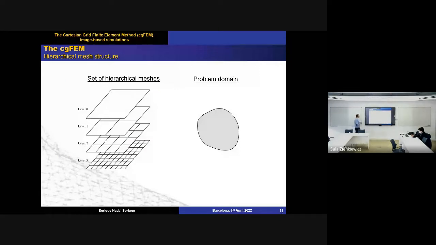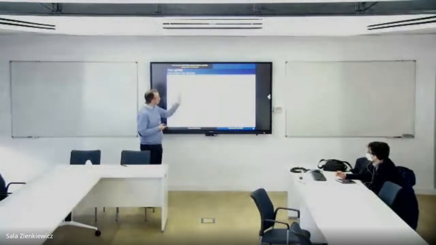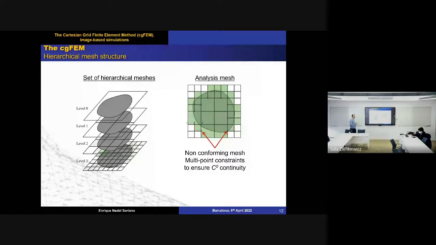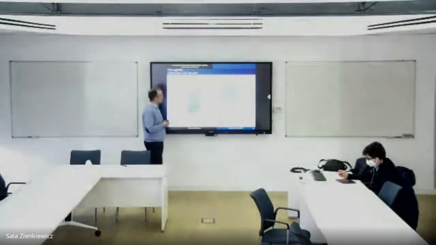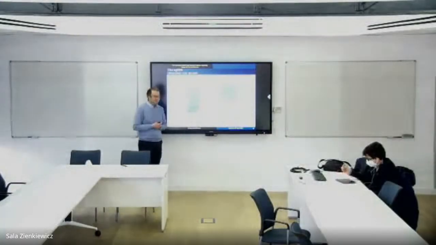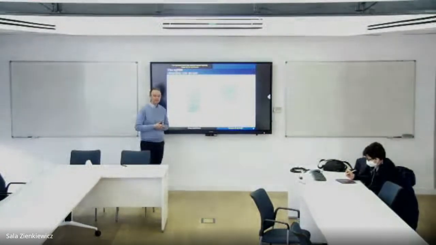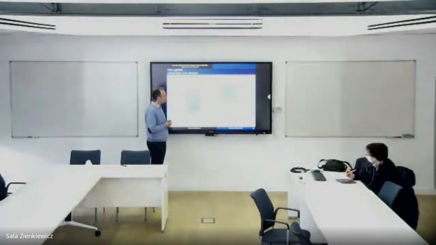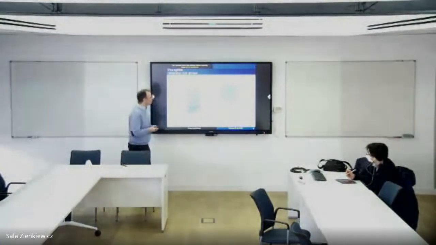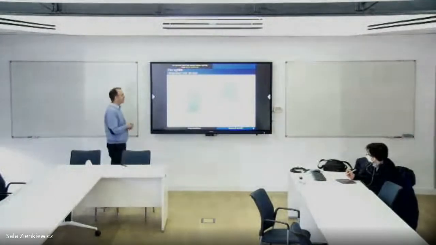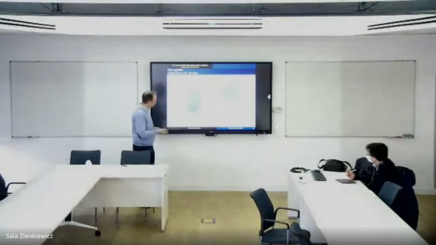There is a set of hierarchical meshes, and on the other side is the problem domain. So we put the problem domain on top of the meshes, and, taking some elements here in green from the set of hierarchical meshes, we build the analysis mesh. This mesh is not conforming, as you can observe in these red points, but we use multi-point constraints to guarantee the C0 continuity required for the finite element, for the elasticity problem.